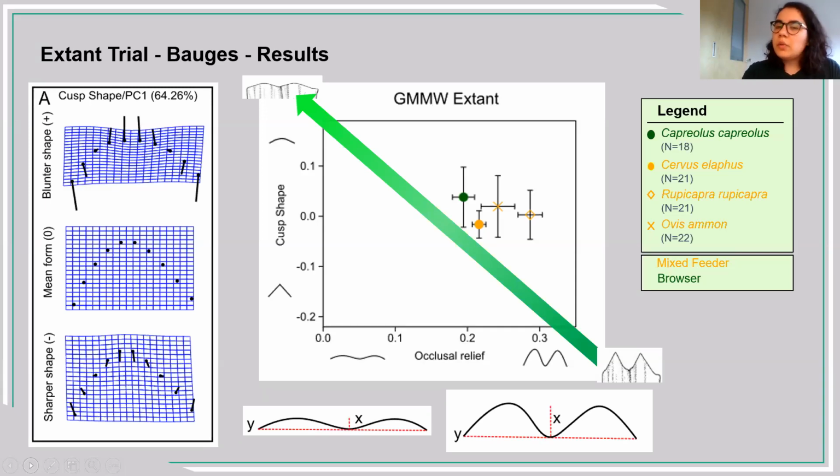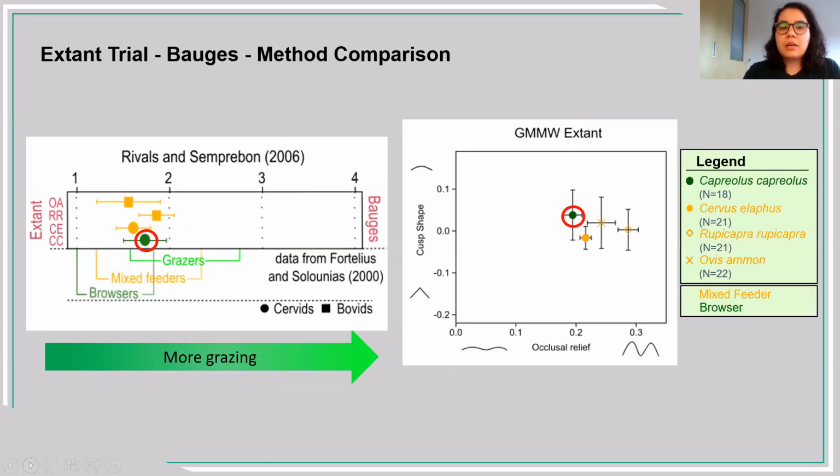So in order to see if it was a problem with our methodology or not, we applied the exact same species with the already established mesowear method by Rivals and Semprebon. And we see that even in that method, the group of Capreolus capreolus seemed to plot as a mixed feeder and seems to be more grazing in comparison to the rest of the mixed feeders.